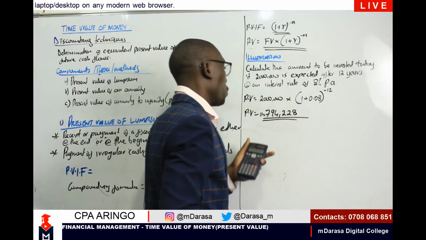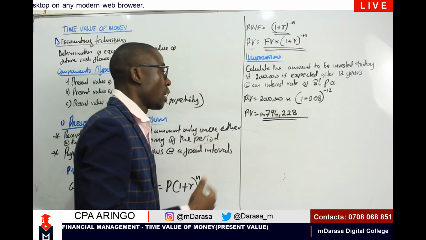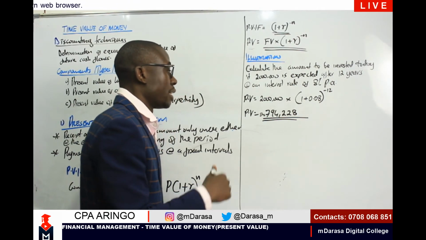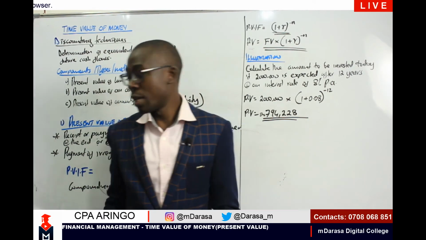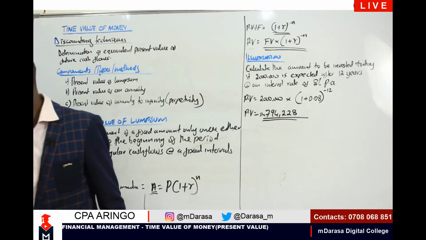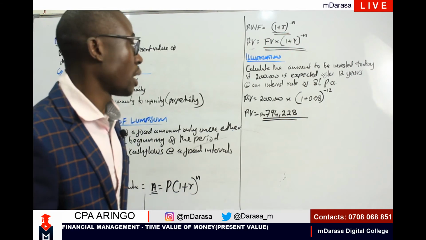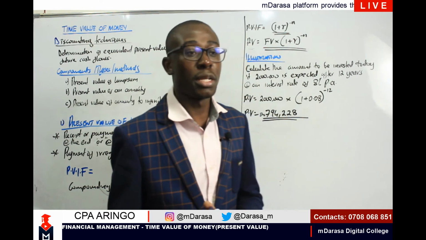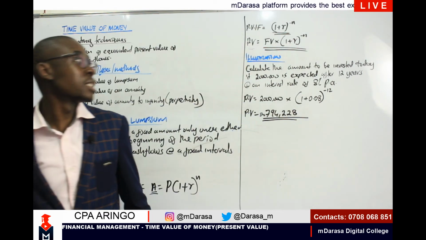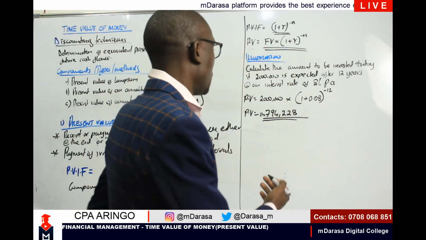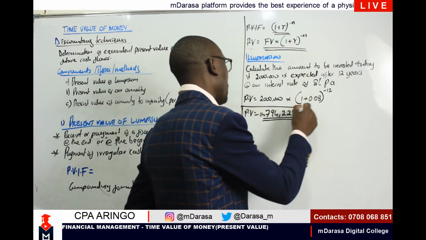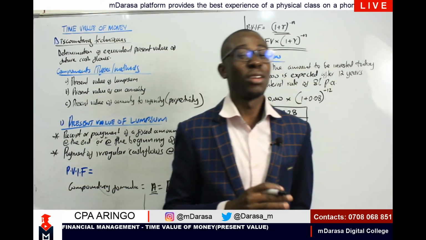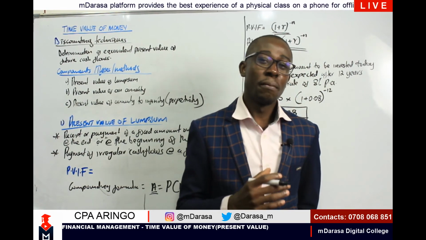So if I was to earn 2 million after 12 years at an interest rate of 8% per annum, I should invest 794,228 today. And this is what we should be having. This is now our present value. As simple as that.